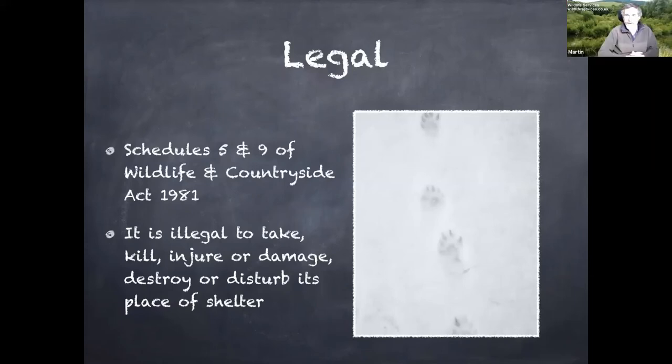Thank you. Right. So Wildlife and Countryside Act, Schedules 9, 5 and 9. It's illegal to kill, injure, or damage or destroy its place of shelter. So if you find a nest site or a den site, then you have to leave it alone unless you've got a license. There's some footprints in the snow, a distinctive five-toed print, almost like a little star.